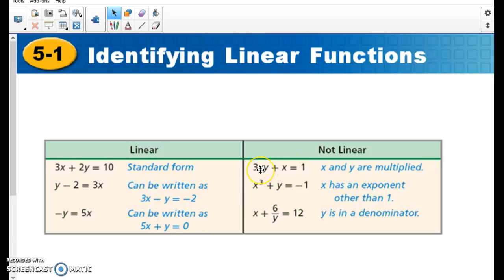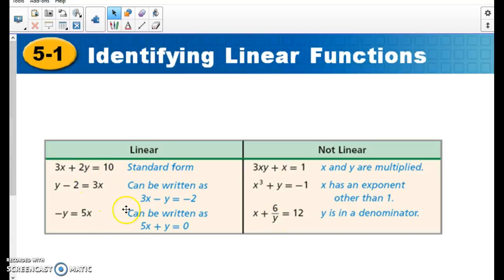Here are things that we can't write in standard form because there's an x and a y and they're being multiplied by each other. So we would just write no and then we're done. Same thing with this one. It breaks one of the rules. It's x to the third power. Can't be done. So we just write no. Here's another one that breaks a rule. Y is in the denominator. We would just write no and then we're done.